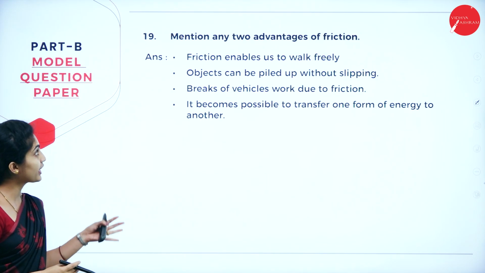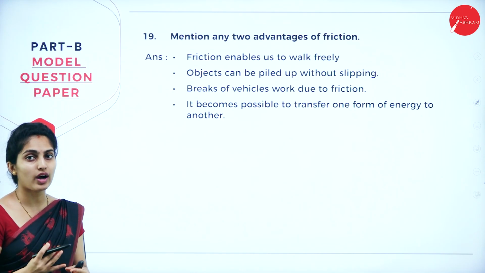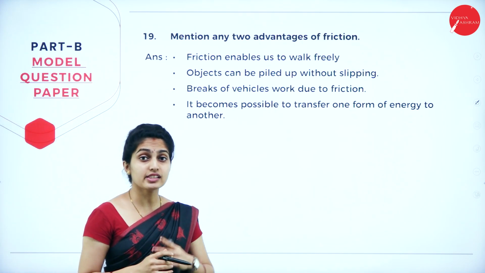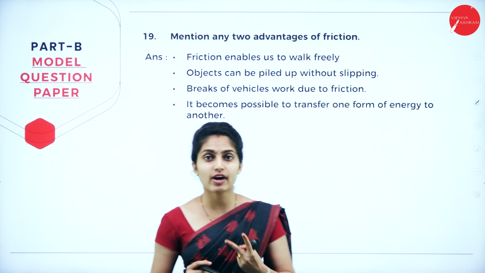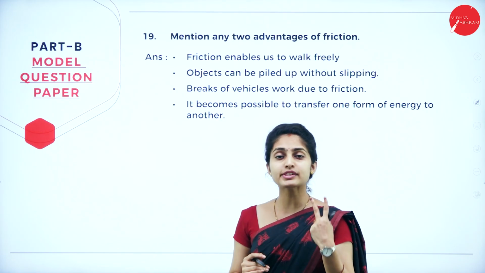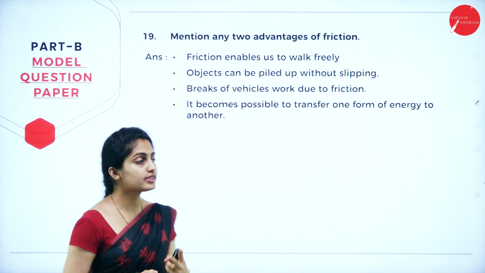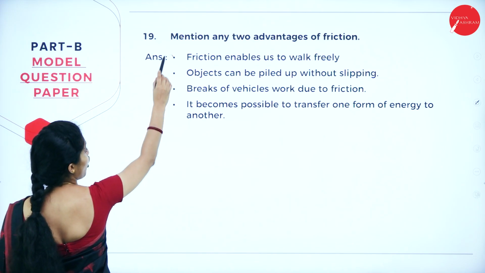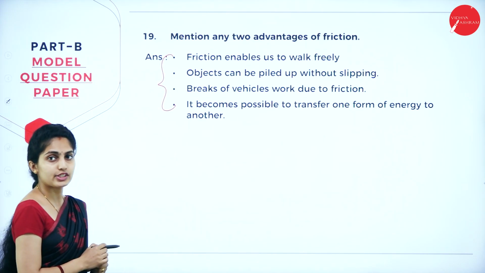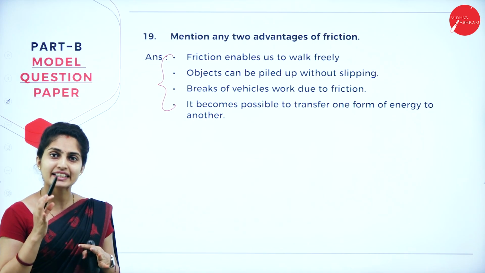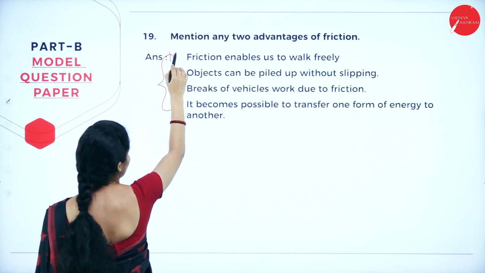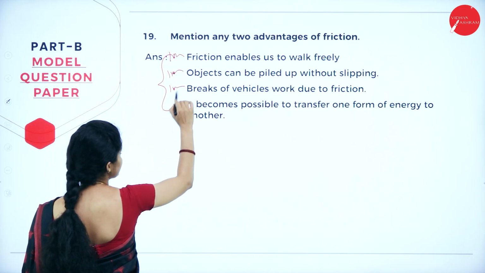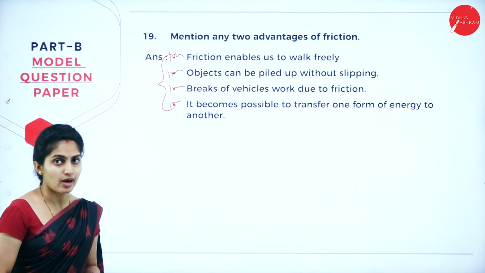Now let us move to the next question: mention any 2 advantages of friction. Since it is for 2 marks, they have asked you to mention only 2 advantages, that is, any two out of all 4 advantages. You can opt for any of them, and each of the points carries 1 mark, okay.